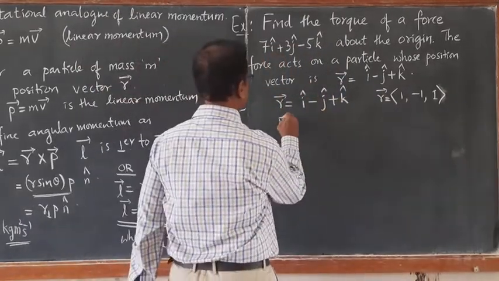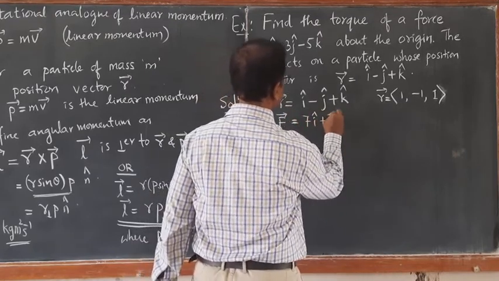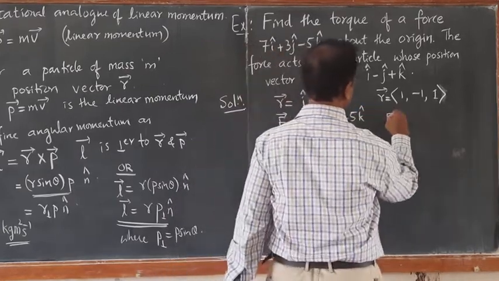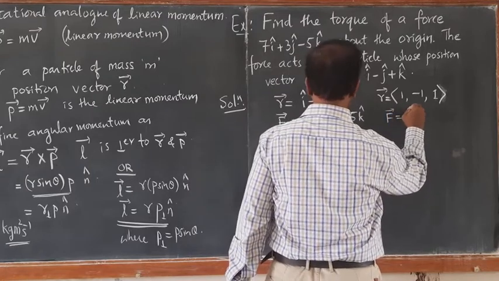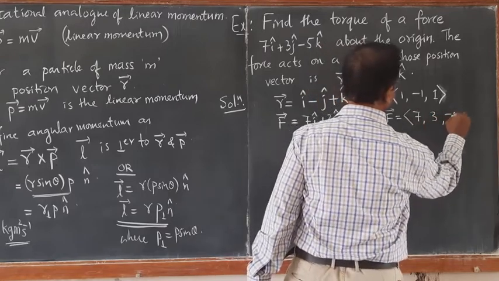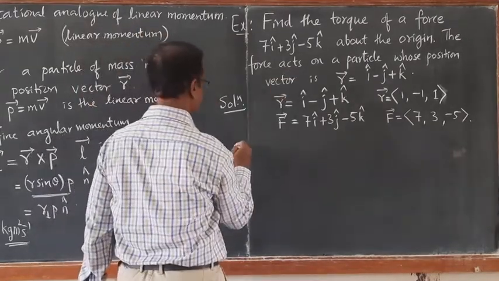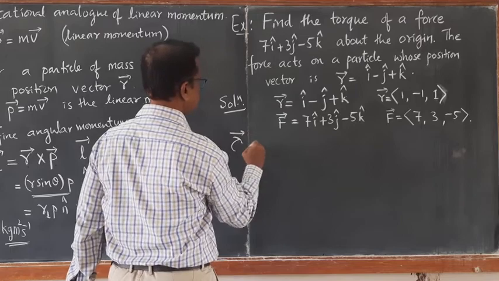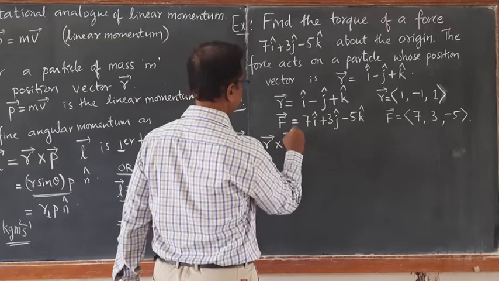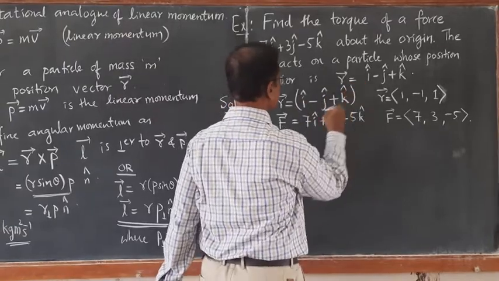And F vector is given by 7i plus 3j minus 5k. So you can write the components of F: 7, 3, minus 5. Now by definition, torque tau is equal to r cross F, the cross product of r and F. So you have to write the same thing once again.